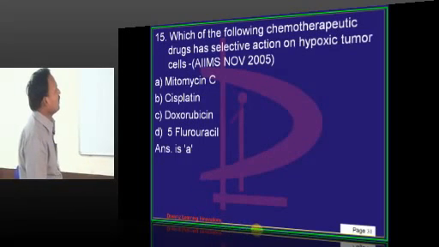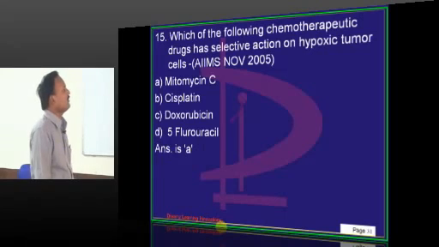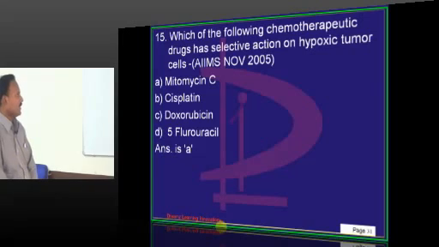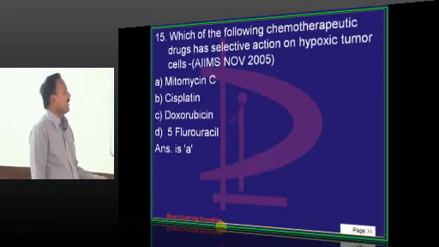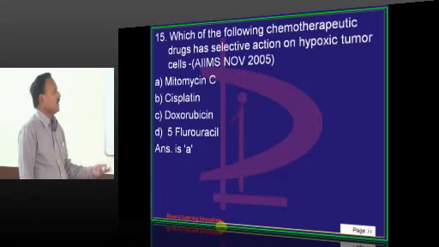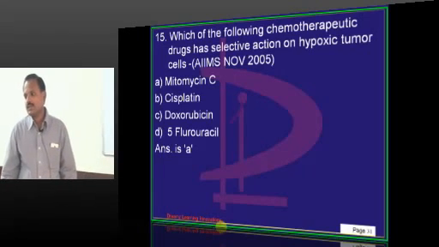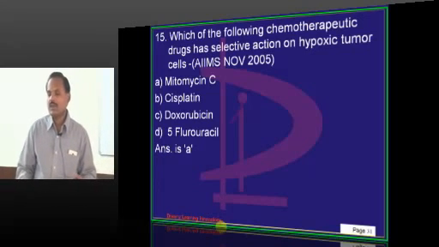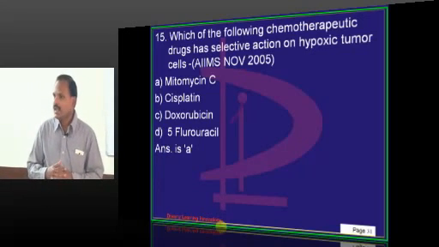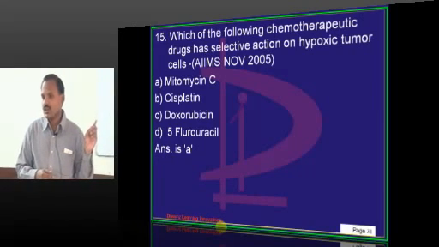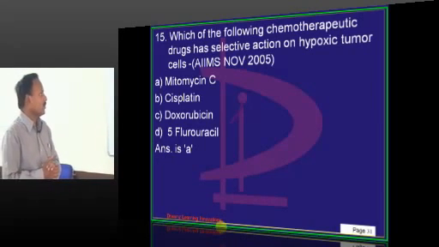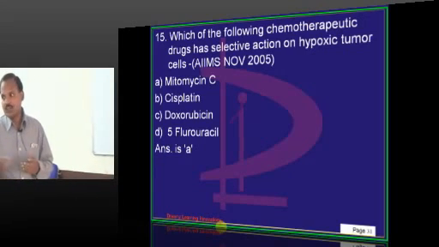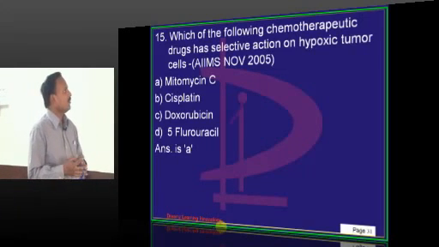Which of the following chemotherapeutic drugs has selective action on hypoxic tumor cells? Mitomycin C, cisplatin, doxorubicin, 5-fluorouracil. Cisplatin is a platinum coordination complex. It will directly bind to the DNA because of its positive charge, whereas doxorubicin is a free oxygen radical generator and it will require oxygen. So, it cannot act in a hypoxic environment.